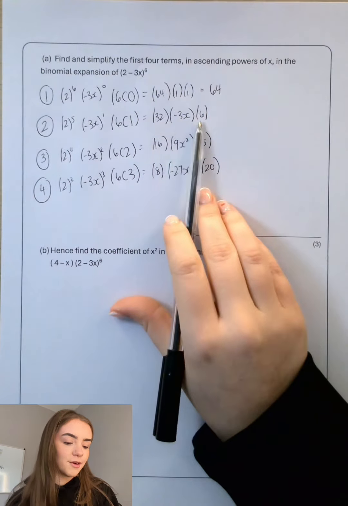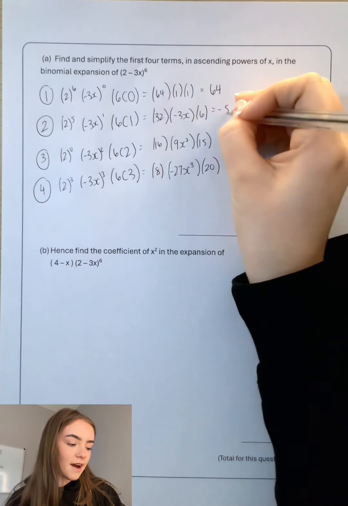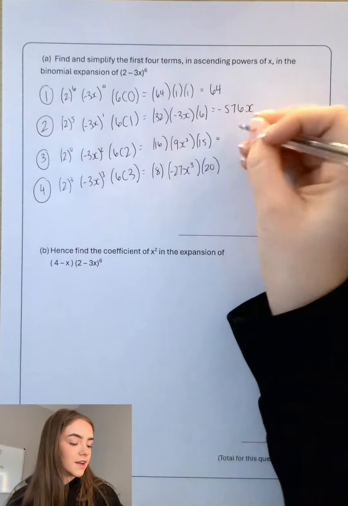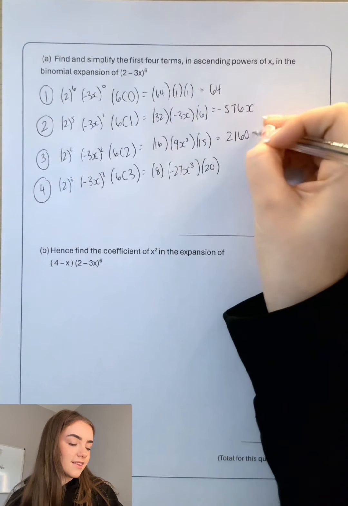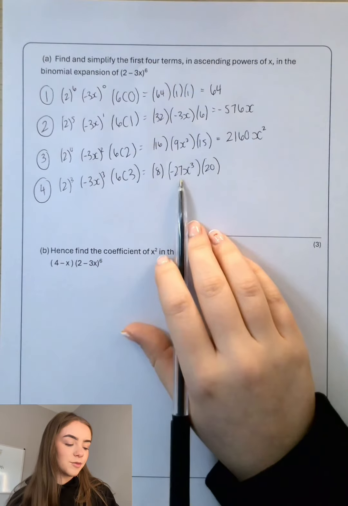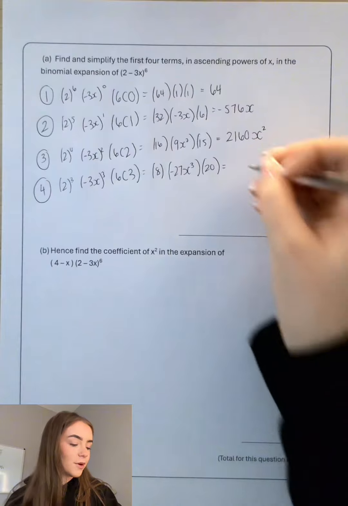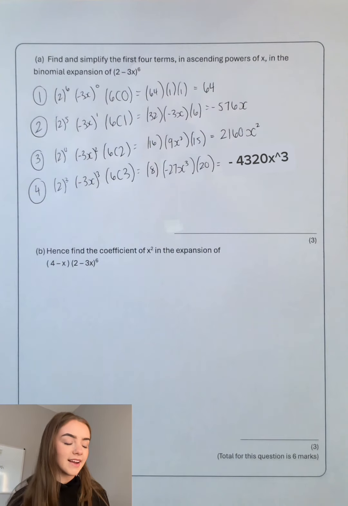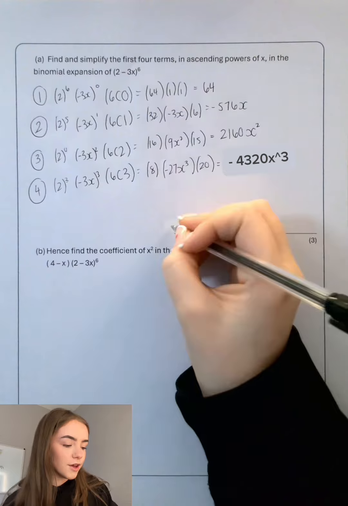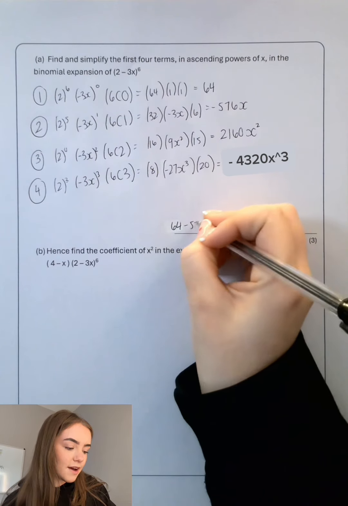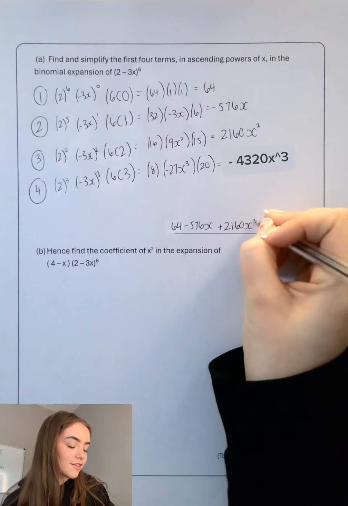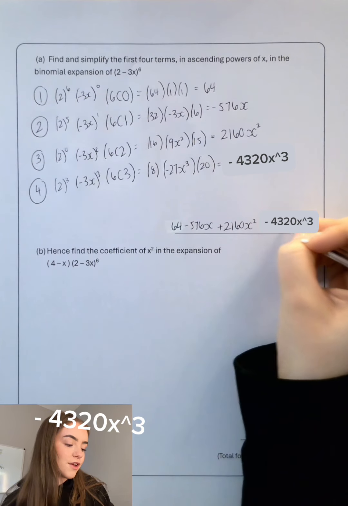32 times -3x times 6 is -576x. 16 times 9x^2 times 15 is 2160x^2. Then 8 times -27x^3 times 20 is -532x^3. So in ascending powers of x, our first four terms will be 64 - 576x + 2160x^2 - 532x^3.